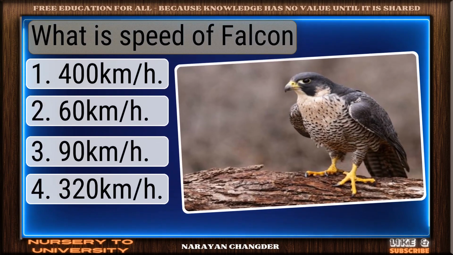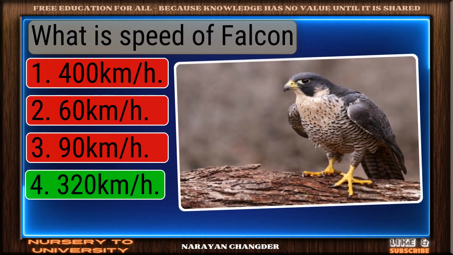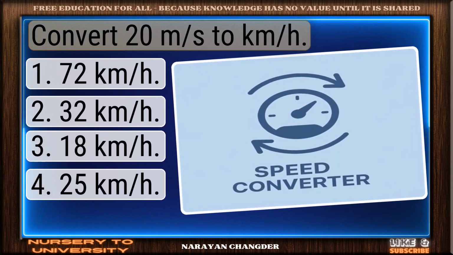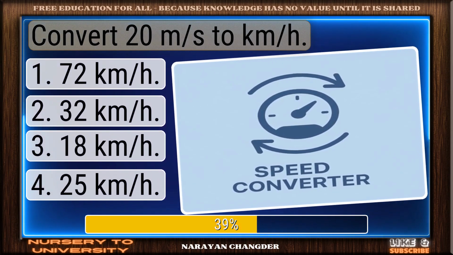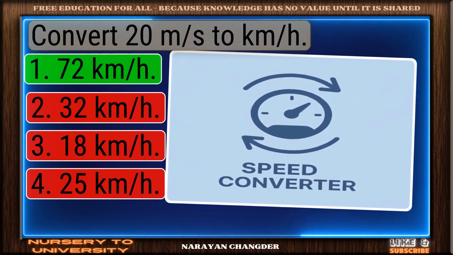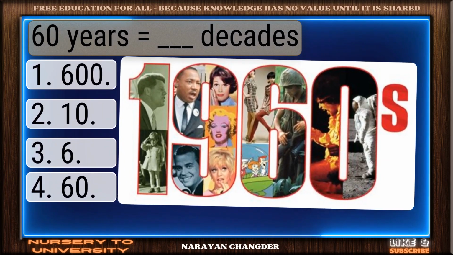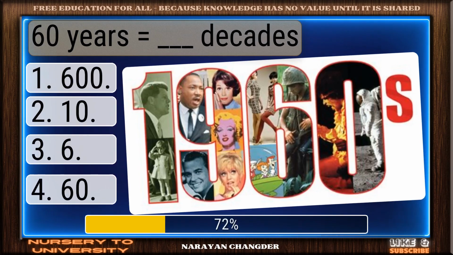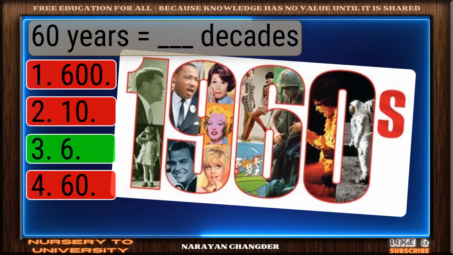Question number 261. What is speed of falcon? On track. 320 km/h is the correct answer. Question number 262. Convert 20 m/s to km/h. Smart move. 72 km is an accurate answer. Question number 263. 60 years equal to dash decades. Good job. Your answer 6 works well here.